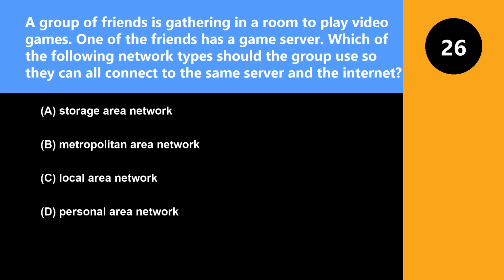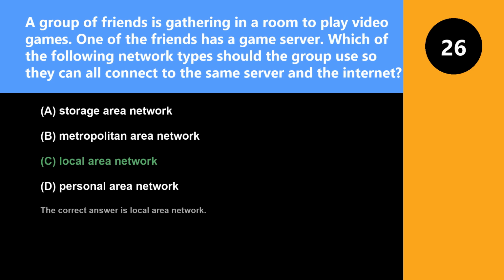Question 26. A group of friends is gathering in a room to play video games. One of the friends has a game server. Which of the following network types should the group use so they can all connect to the same server and the internet? Option A, storage area network. Option B, metropolitan area network. Option C, local area network. Option D, personal area network. The correct answer is option C, local area network.